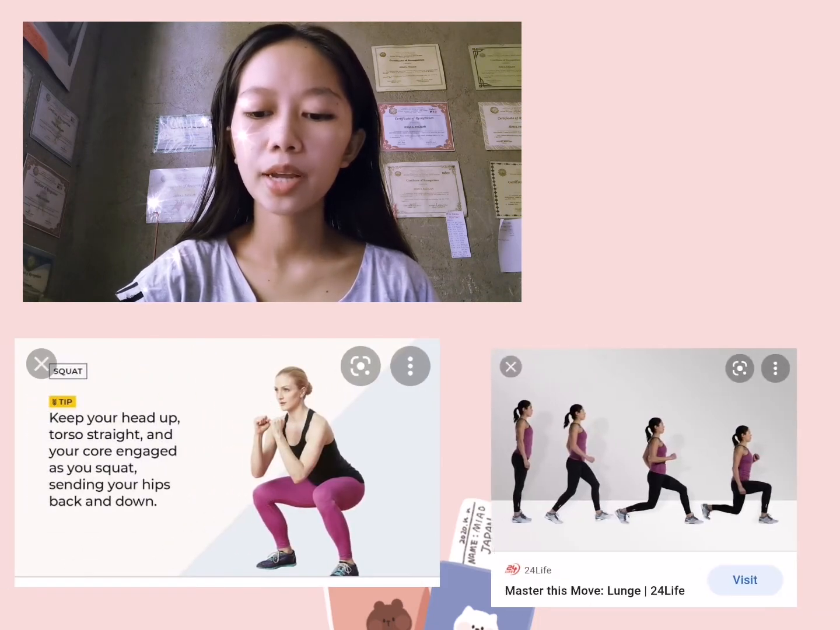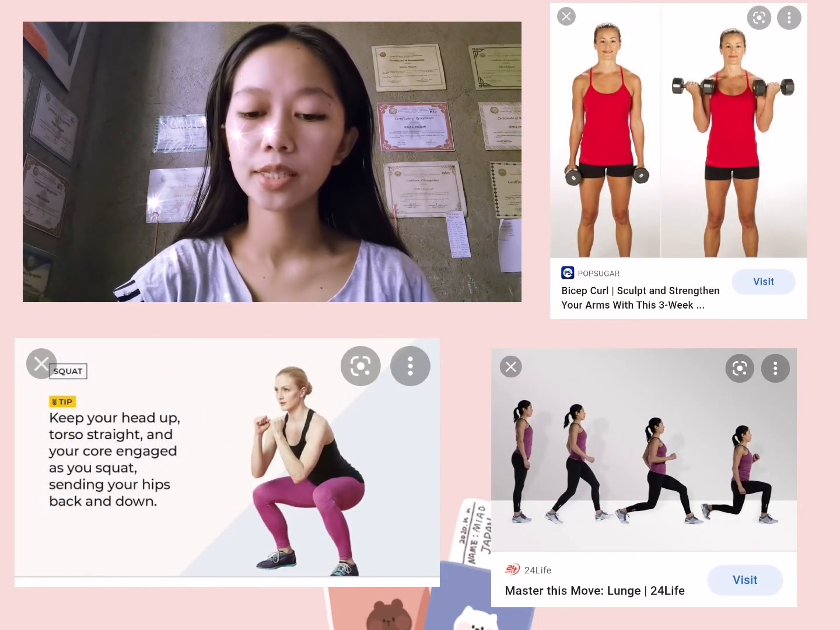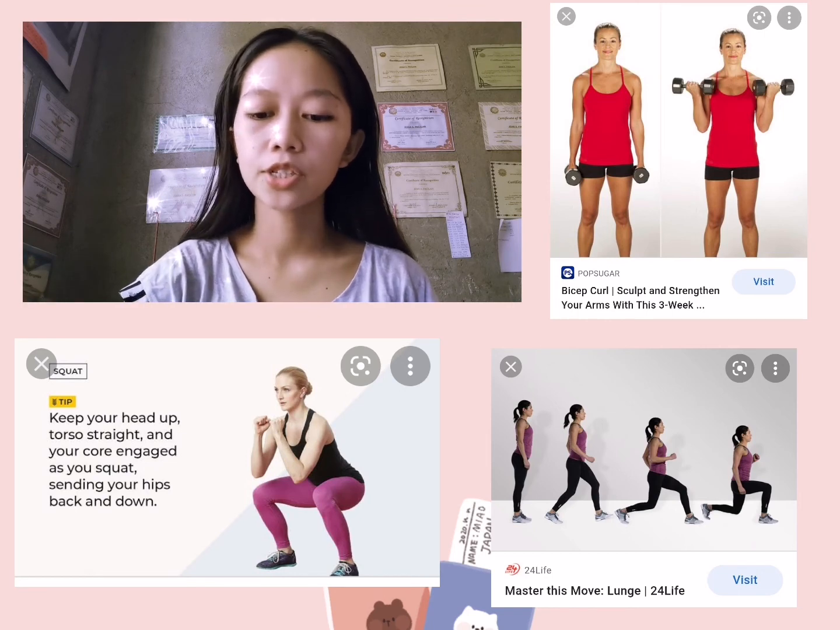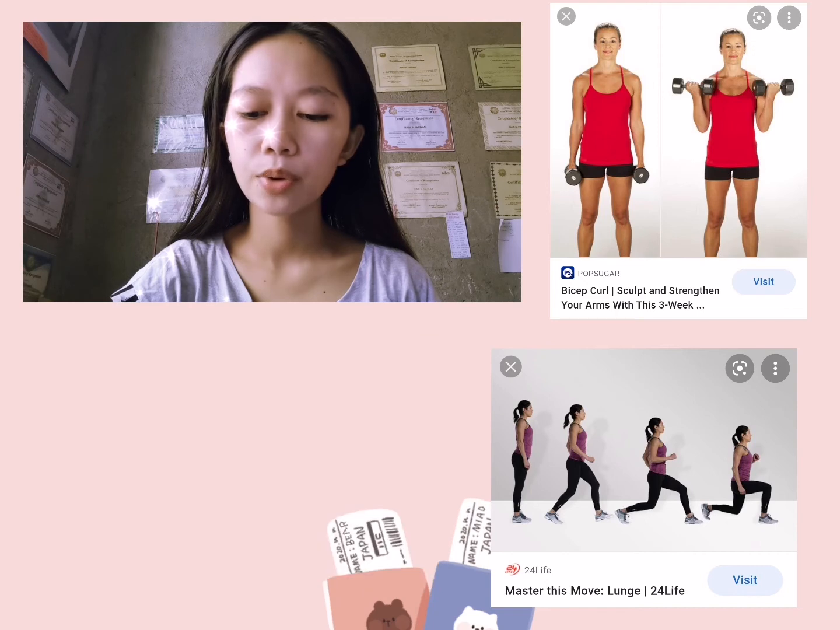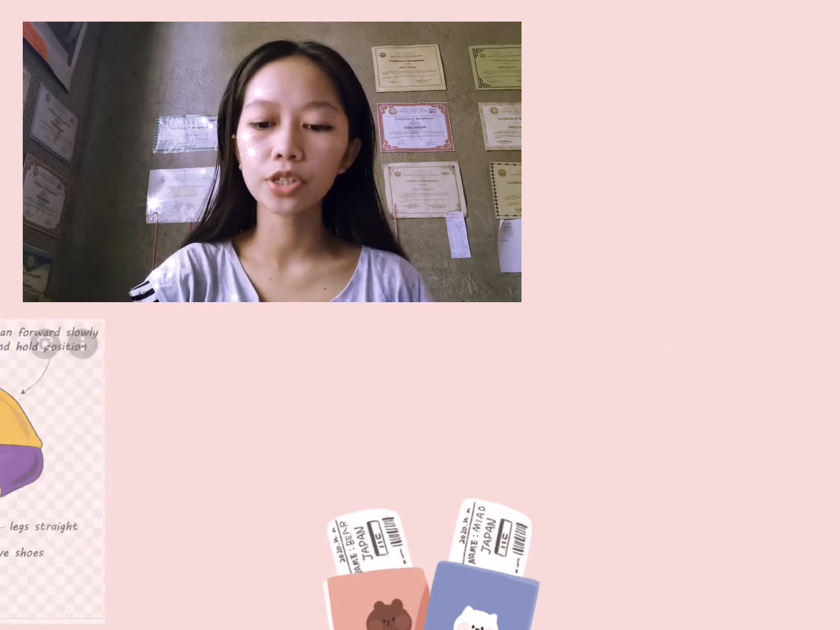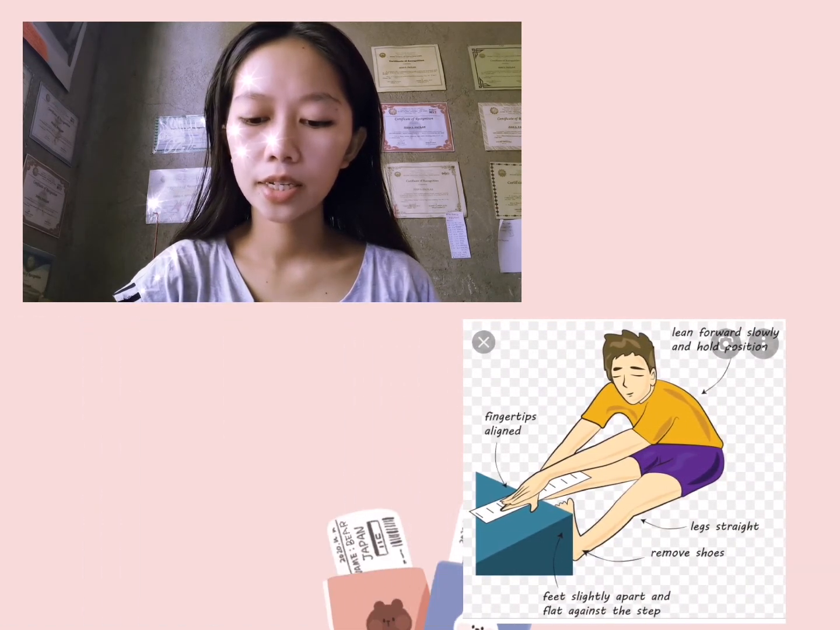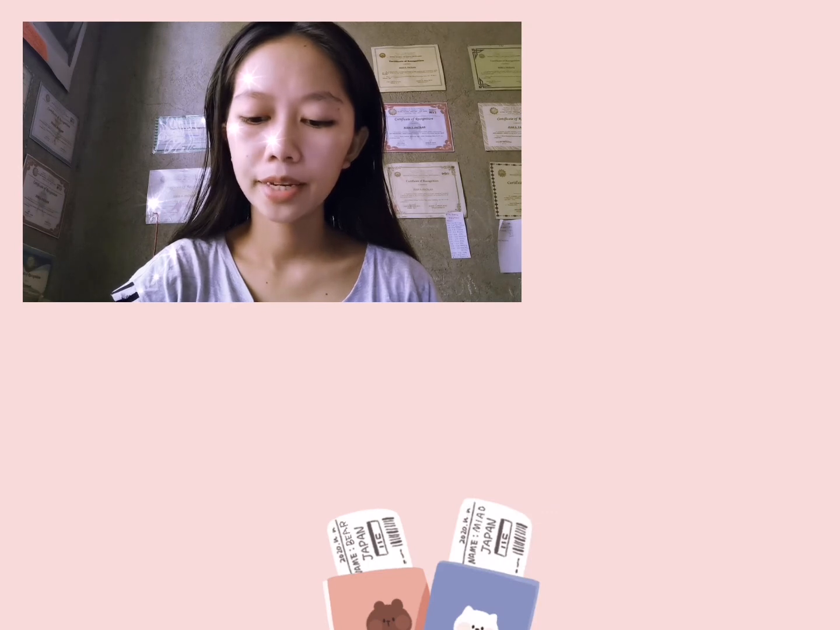Next is exercise. Her recommended exercises are the squat, the lunges, and the biceps curl. Next, the cool down stretch is the sit and reach. Lastly is the inhale and exhale.